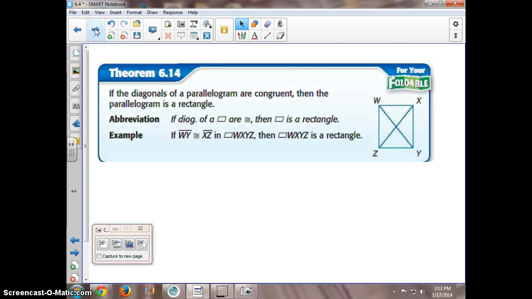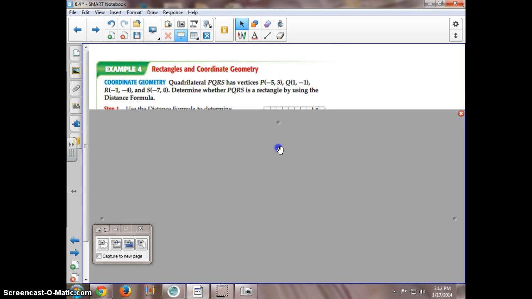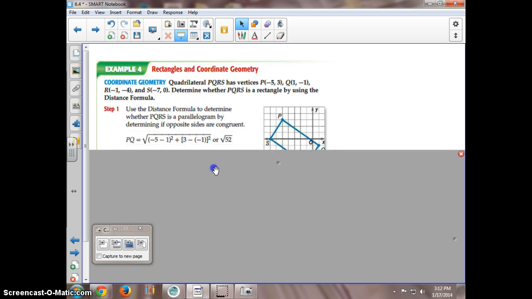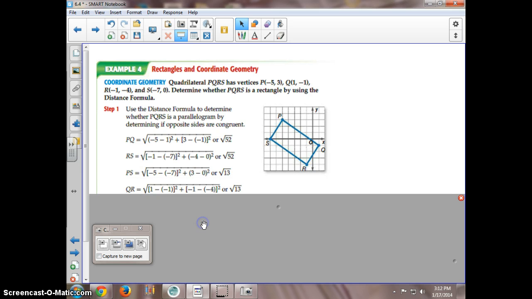We're going to skip example 3, but remember that if the diagonals of a parallelogram are congruent, then the parallelogram is therefore a rectangle. And let's look at what that means for us in coordinate geometry. Quadrilateral PQRS has vertices P, Q, R, and S. Determine whether PQRS is a rectangle using the distance formula. So we know, using the distance formula, that all of those sides would be equal. So you know how to use the distance formula. I'm not going to spend time reminding you of that. And it turns out that those opposite sides are equal.